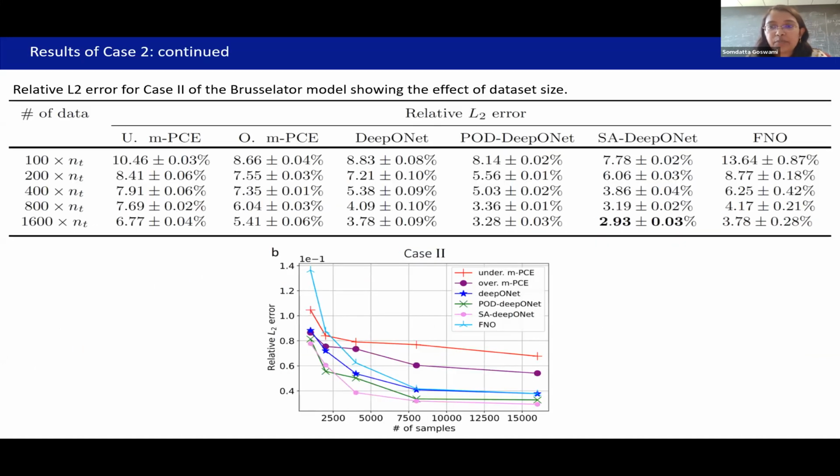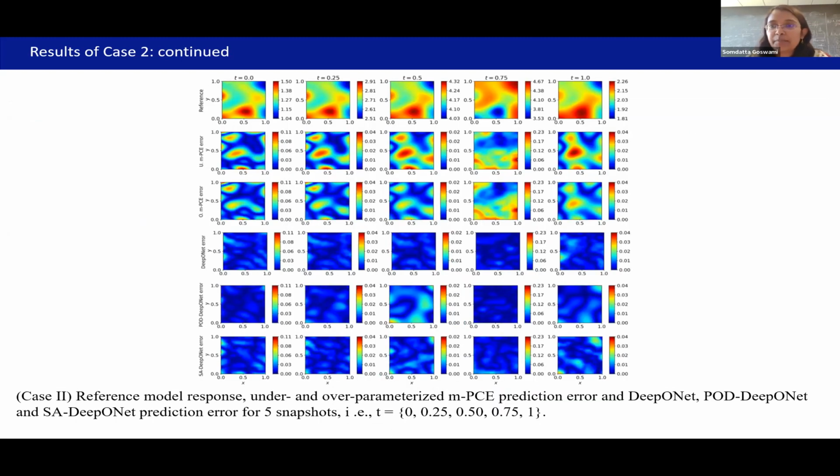Coming to a similar study with an increasing number of data points, the under-parameterized model improves by adding data points, but is still way less accurate than the over-parameterized counterparts. The POD DeepNet and self-adaptive DeepNet capture the information very well compared to the other ones. Here we show the same error plots against a single reference solution for the over- and under-parameterized PCE, DPONet, POD DPONet, and self-adaptive DPONet, and we can see that self-adaptive DPONet is more accurate for the 5 timestamps.